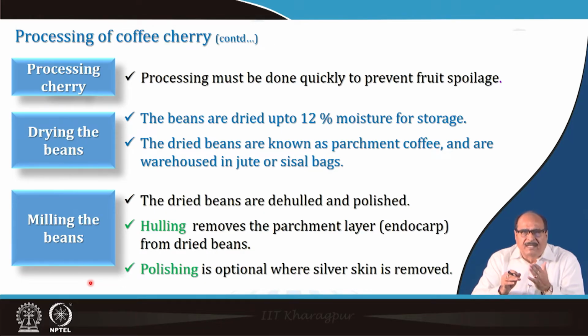The beans are dried up to 12% moisture for storage. The dried beans are known as parchment coffee and are warehoused in jute or sisal bags. The dried beans are dehulled and polished. Hulling removes the parchment layer from the dried beans, and polishing, which is sometimes optional, is where the silver skin is removed.